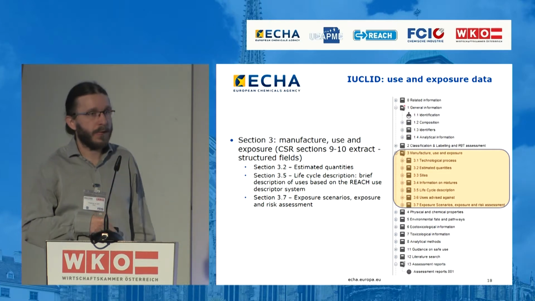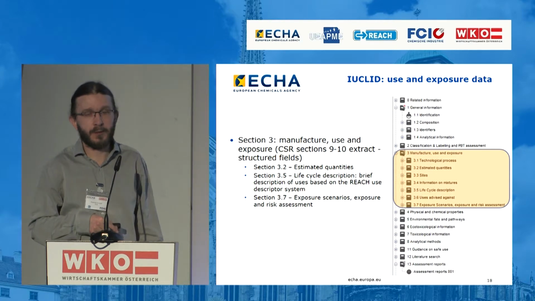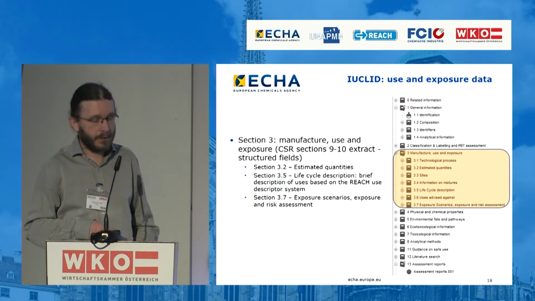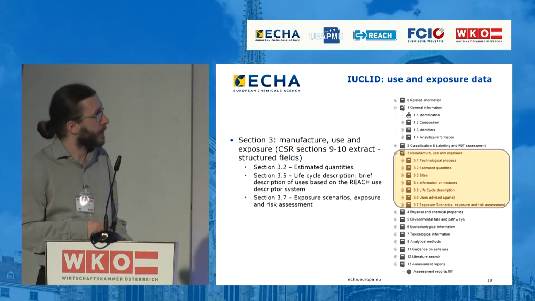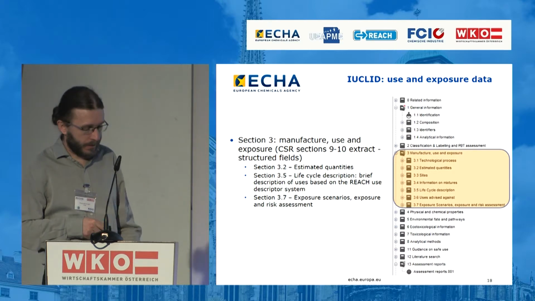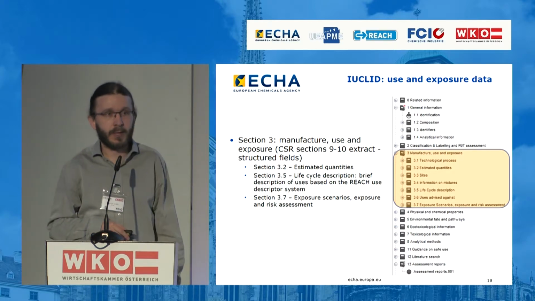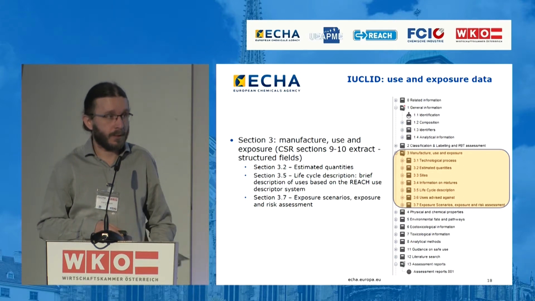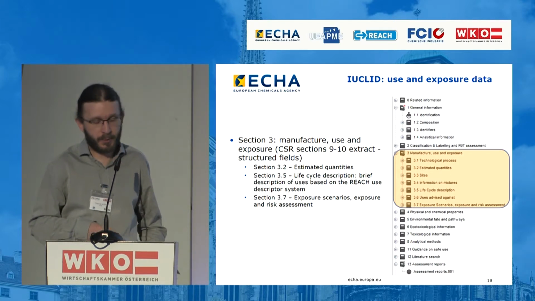In section 3.5, we collect information about the uses of the substance. And this is also something that has to be provided by all the members of the joint submission. Your registration should include the uses you want to register, not only the substance. And then some data about exposure scenarios and risk assessment. And usually this is provided by the registrant performing the chemical safety report, if a chemical safety report is required.